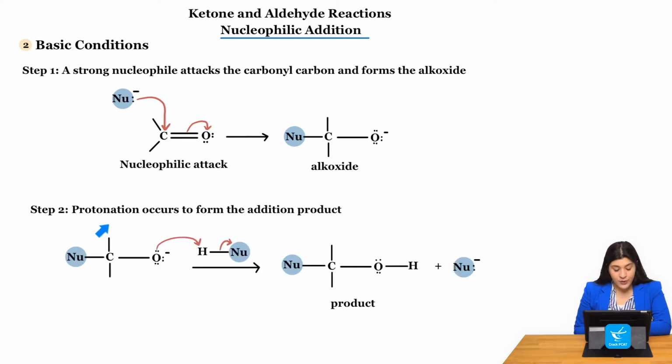Next, we're going to protonate. So protonation occurs, and then we grab that hydrogen, this nucleophile goes away, and we form our product. So really, it's just a different way as to how we're approaching this, and it's just different conditions. One is in acid, one is in base, but we will still get the same sort of product.